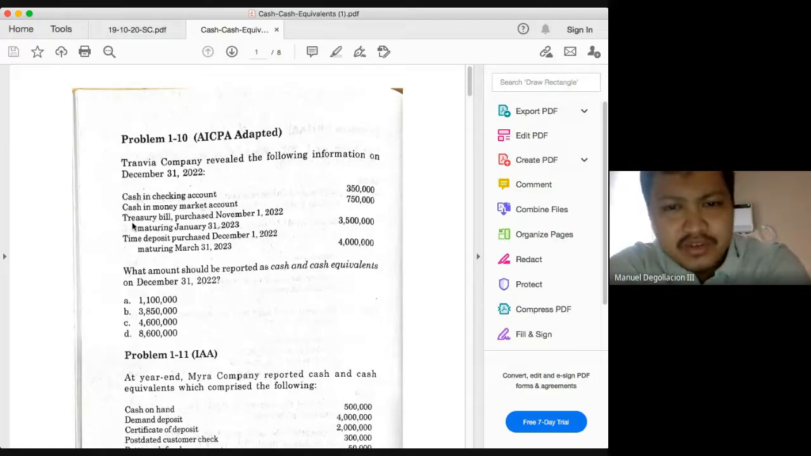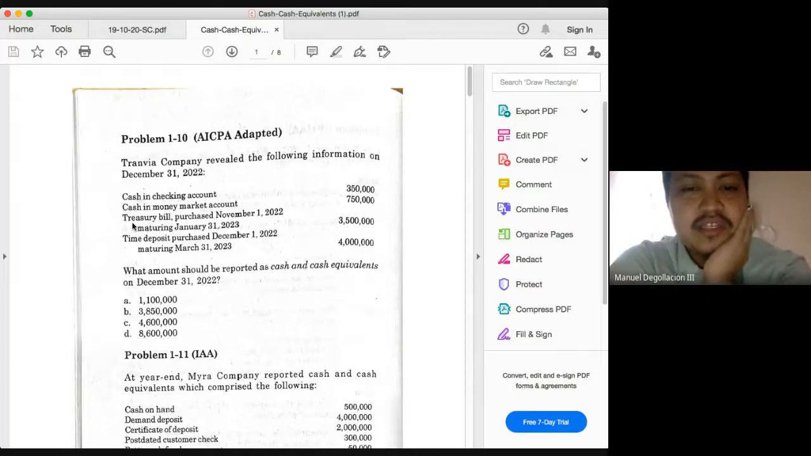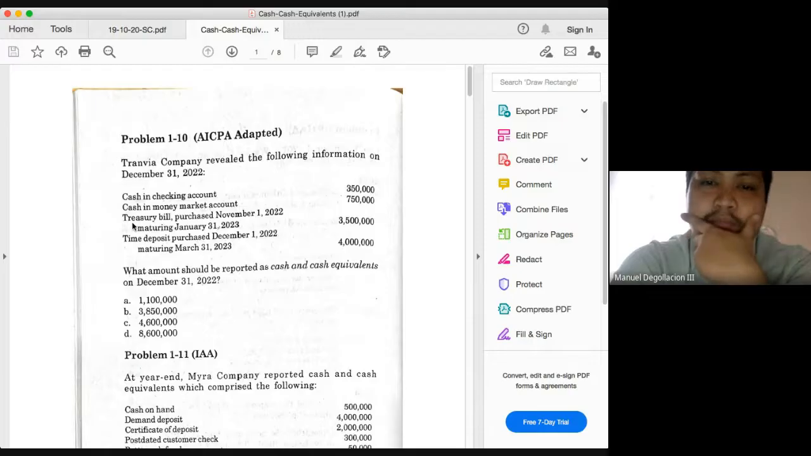Okay. But make no mistake, this will still be a current asset. This will still be considered as a short-term investment. It's just that this will not be considered as a cash equivalent. Okay. I hope this is clear.